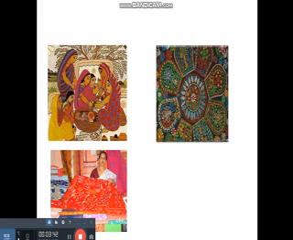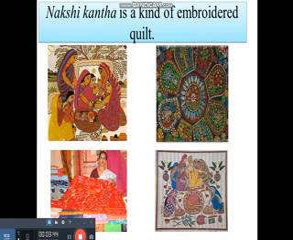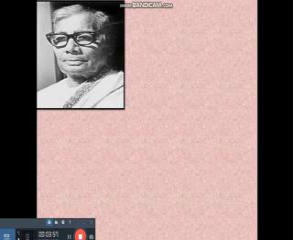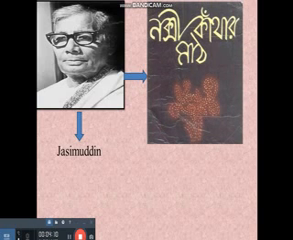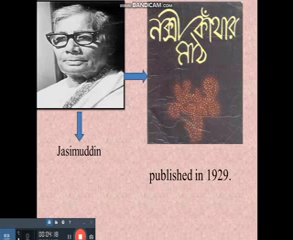Okay, dear student. There are 4 pictures here. Now we are being introduced to Nakshi Kantha, to the passage. Nakshi Kantha is a kind of embroidered quilt. Who is the person? I think you know. This is the famous poet Polli Kabi Jasimuddin, our great poet Jasimuddin. His famous writing, Nakshi Kantha. I think it's very familiar to you. It was published in 1923.